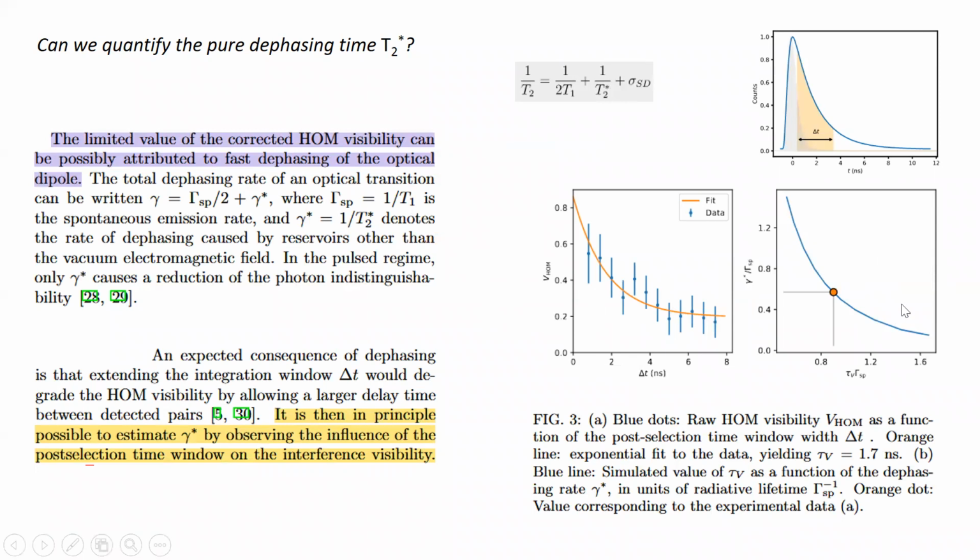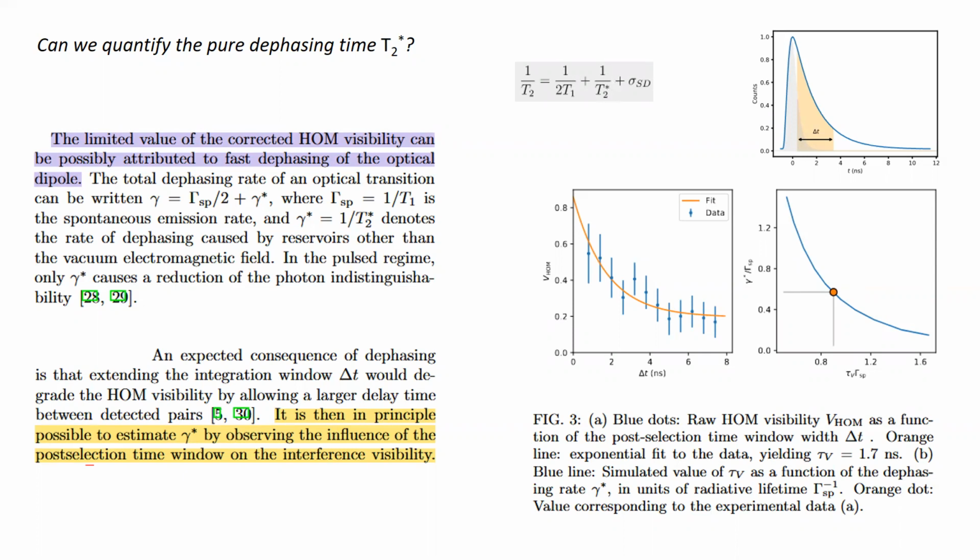I definitely didn't understand this bit, how they get from here to whatever this is, and then from there to an estimate of the pure dephasing rate. Does anyone have any input to that?